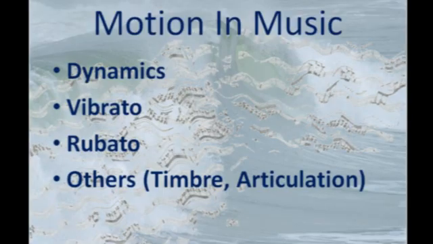So how does a performer add motion to music? And what do we mean by musical direction? Typically, we use three ways to show motion in music. These are dynamics, crescendo and diminuendos, varying the speed of the vibrato, and rubato, that is, slightly speeding up or slowing down the tempo. There are more ways to show motion, but those are the three we're going to deal with here in this video.